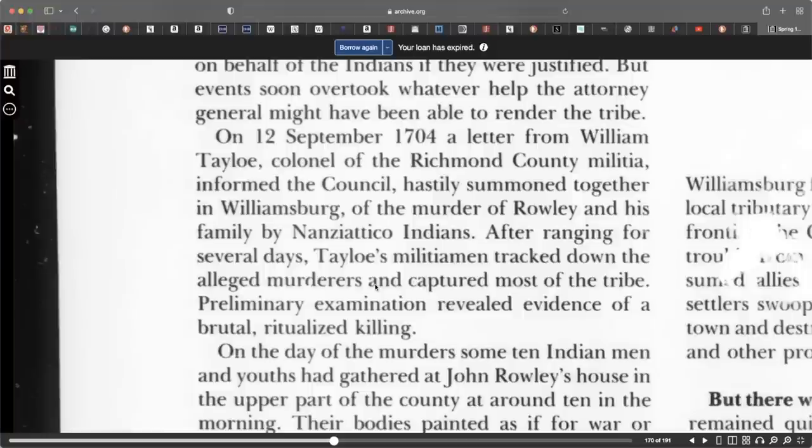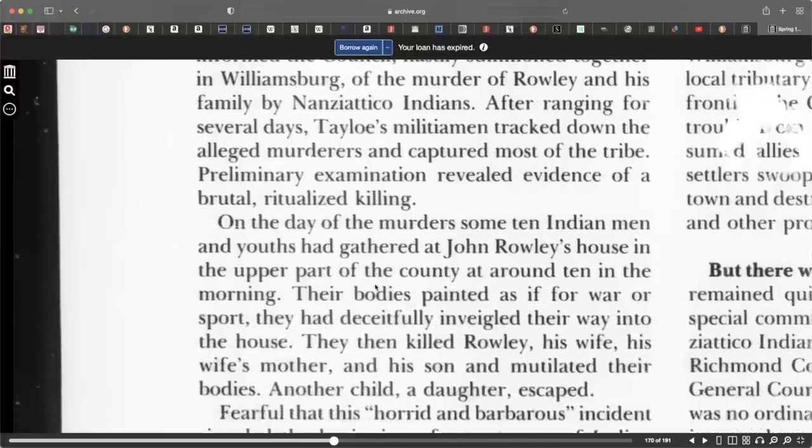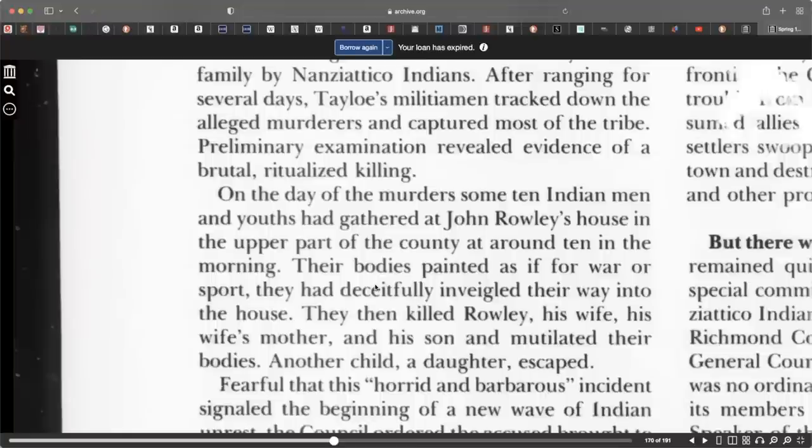Preliminary examination revealed evidence of a brutal, ritualized killing. On the day of the murders, some 10 Indian men and youths had gathered at John Rowley's house in the upper part of the county at around 10 in the morning. Their bodies painted as if for war or sport. They had deceitfully inveigled their way into the house. They then killed Rowley, his wife, his wife's mother, and his son, and mutilated their bodies. Another child, a daughter, escaped.